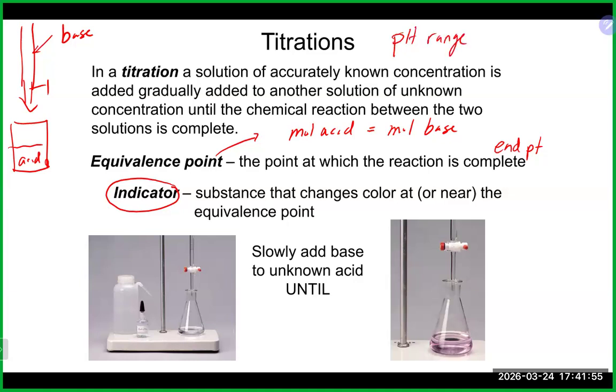The indicators, probably the one you're familiar with is our friend phenolphthalein, right? And phenolphthalein is what color in acidic solutions? It is colorless in acidic solutions. How about neutral solutions? It is still colorless. Basic solutions, it is pink. Yeah, it says pink in basic solutions.